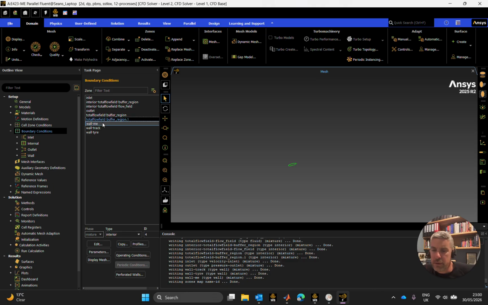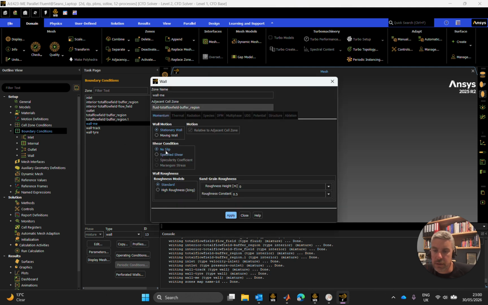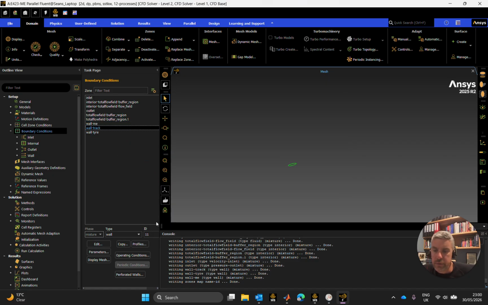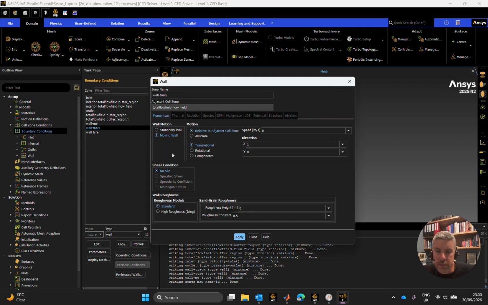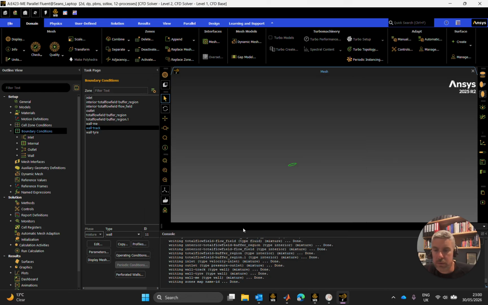These are all interiors, not inlets. Now the wall of the ME main element, let's just make sure that that is a no slip condition and it is stationary. No slip and stationary, all good. Now the track, however, edit. Track should have a no slip condition as well. However, it is going to be a moving wall with a velocity of the inlet all in the x direction, and it's translational. Apply, close.